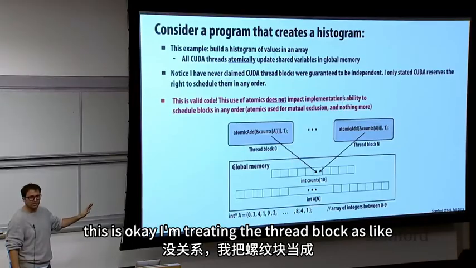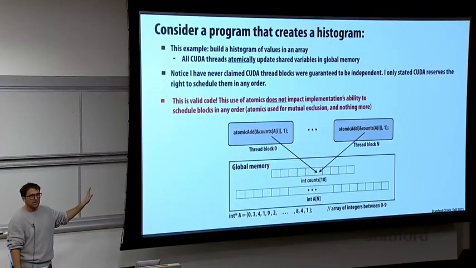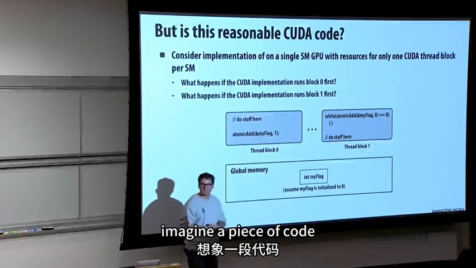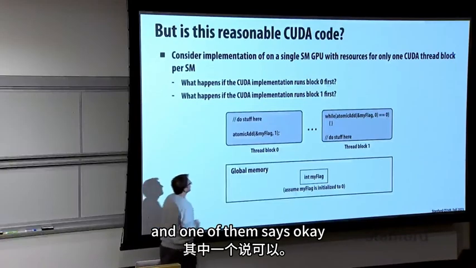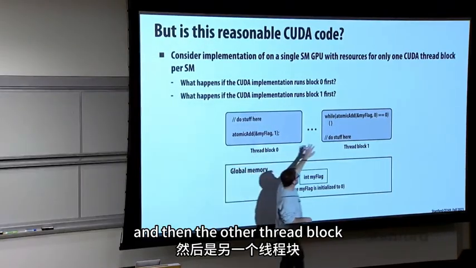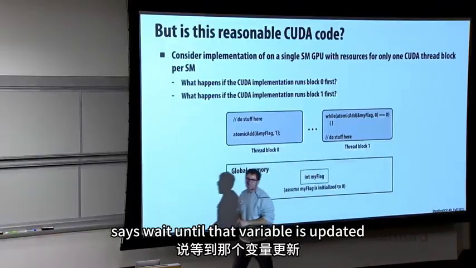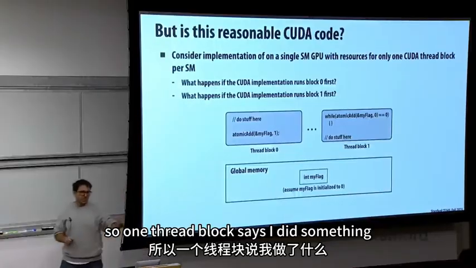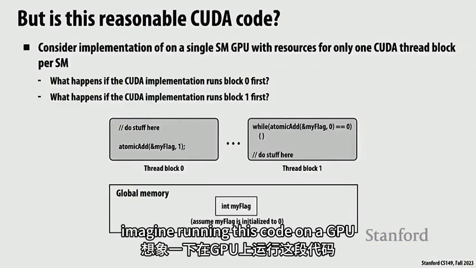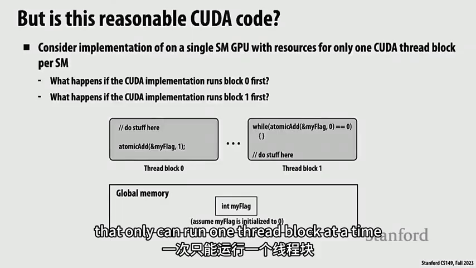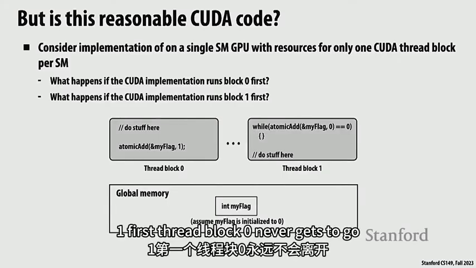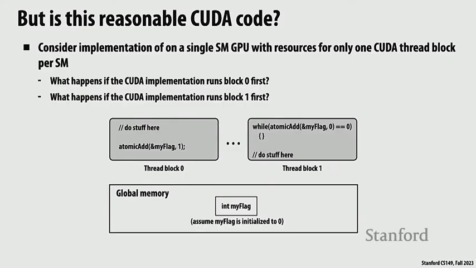I'm treating the thread block as if I'm just going to launch as many as I need and execute them in whatever order you want. But now think about this one. Imagine a piece of code where I launch two thread blocks, and one of them says, okay, update this variable in memory, and then the other thread block says, wait until that variable is updated. Imagine running this code on a GPU that only can run one thread block at a time. If it runs thread block 1 first, thread block 0 never gets to go, and thread block 1 is waiting all the time.